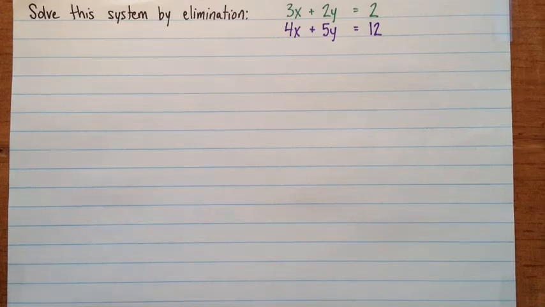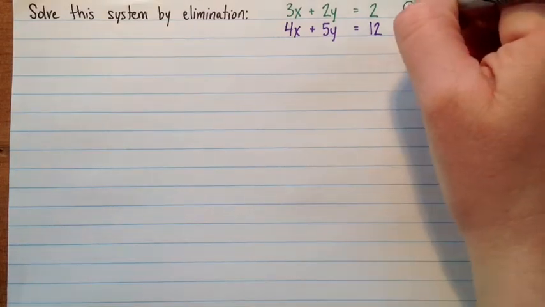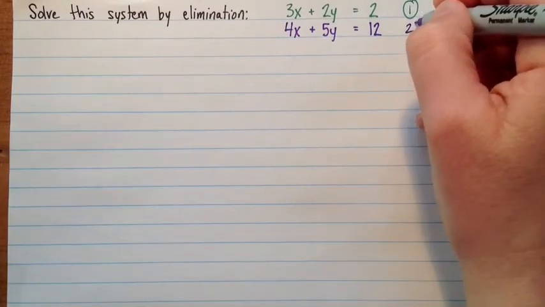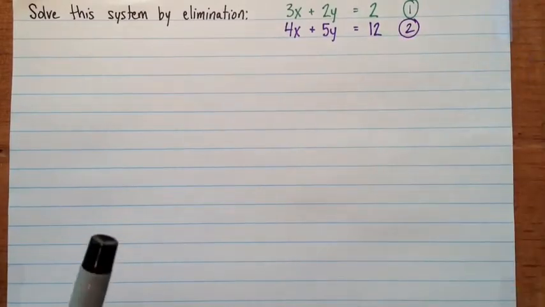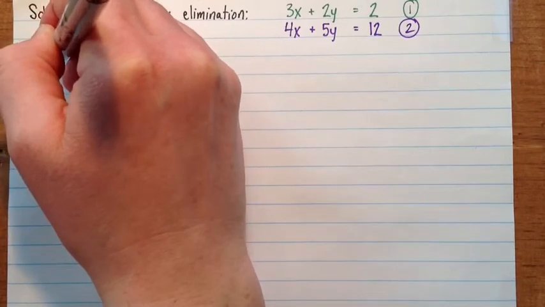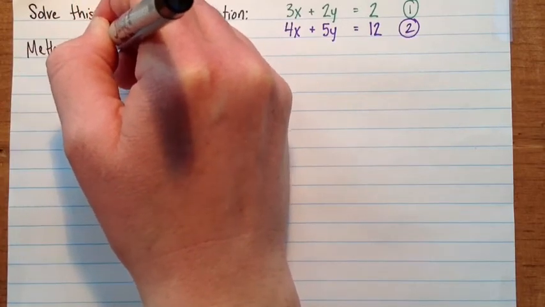Okay, so here we've got the same question. We've got equation 1 and equation 2. So last time we eliminated x, but this time, just to look at it a different way, this will be method 2. We're going to eliminate y.